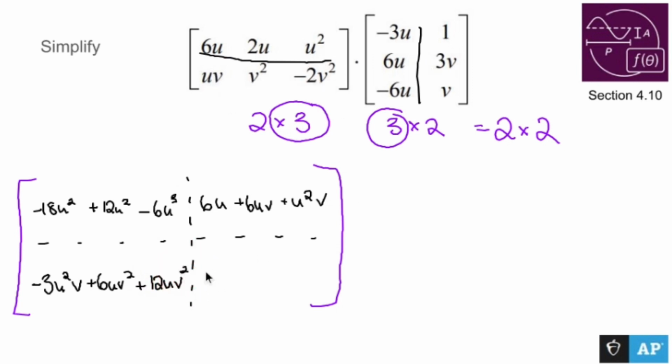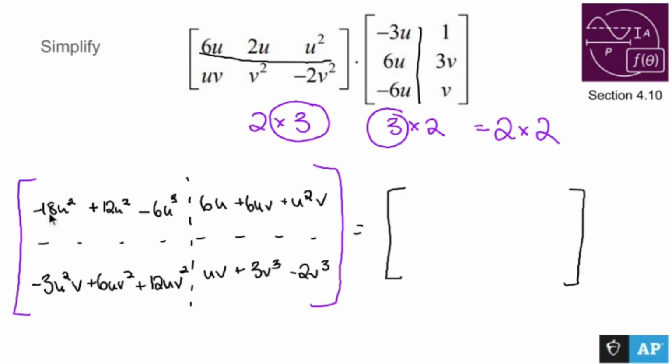uv times 1 is uv. V squared times 3v is plus 3v cubed. Negative 2 times v squared times v is going to be negative 2v cubed. So all it is now is just combining like terms in each row and column.